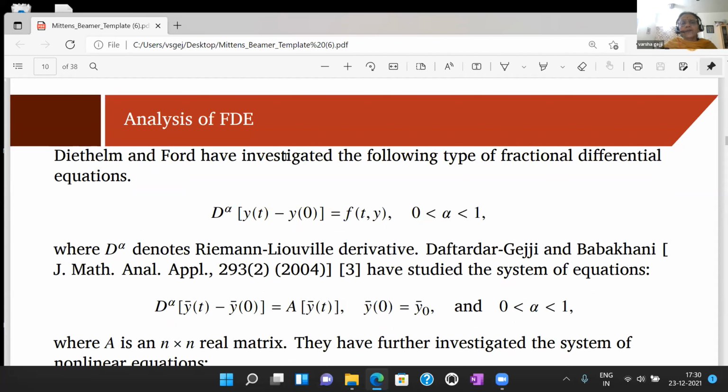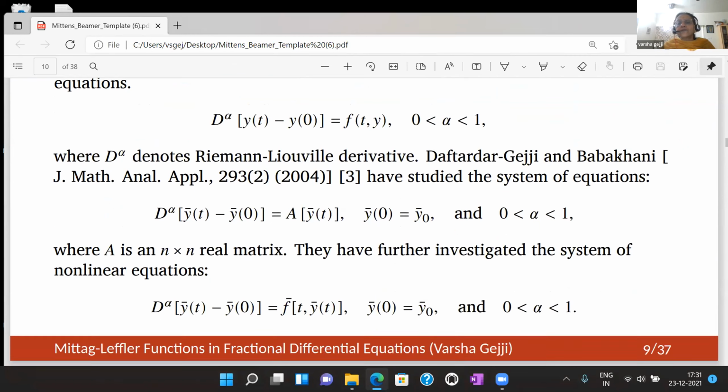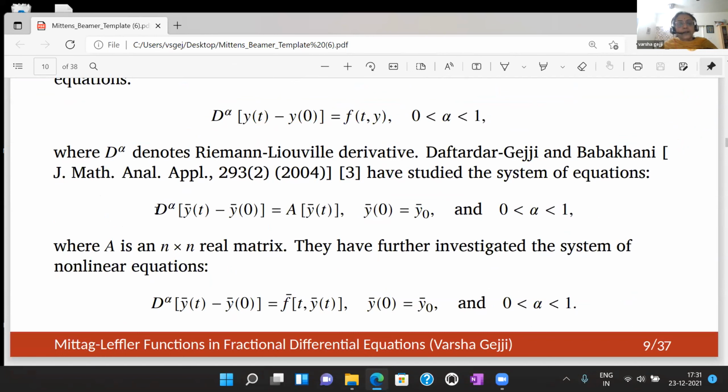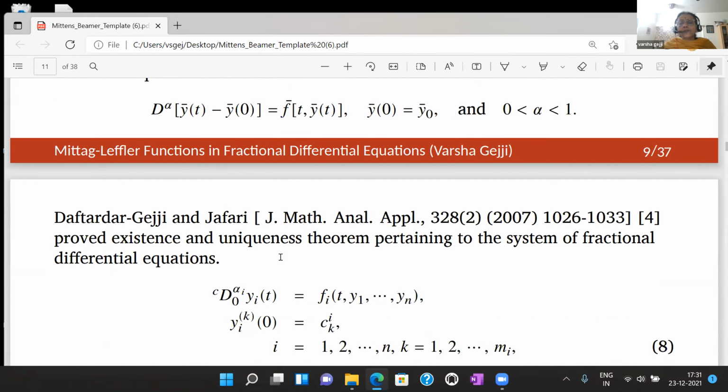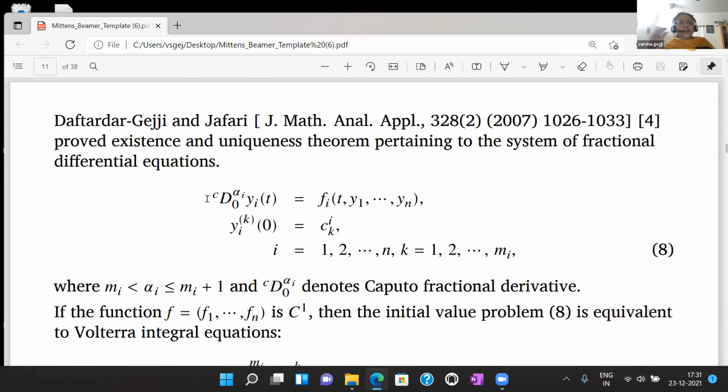Diethelm and Ford investigated this equation D^alpha y = ... with initial value y0. In 2002, their paper appeared in JMAA. And in 2004, with my student, we worked out its generalization to systems. There again, if you consider this a system of n equations, we also consider the Caputo case. In the literature, we thought there was no particular discussion of Caputo fractional order differential equations, so we considered a system of equations with Caputo fractional derivatives of orders alpha_i, i going from 1 to n.